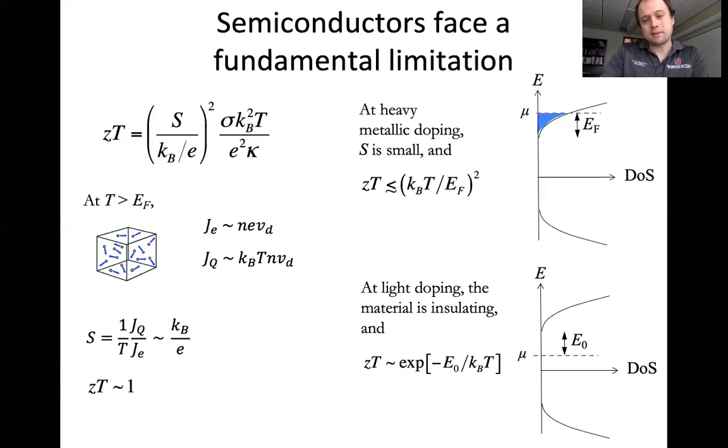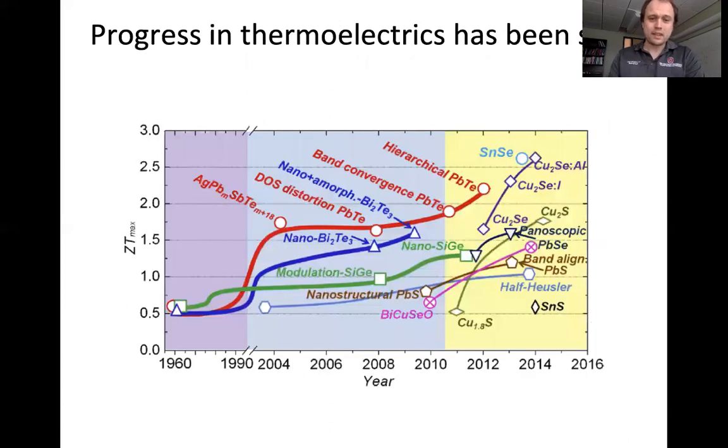Now, if you move the chemical potential even lower, you dope even more lightly, then you find that your system goes through a metal-insulator transition, becomes an insulator, the chemical potential falls into the gap, conductivity sigma is exponentially small, and ZT is very small. So the point is that as you play the game of imagining moving the Fermi energy around in a semiconductor, you'll find that the maximum ZT you can imagine is some order 1 number. So for this reason, progress in thermoelectrics has been very slow.